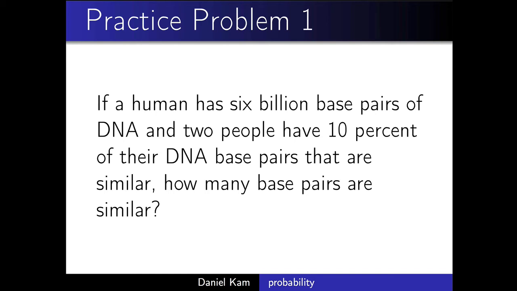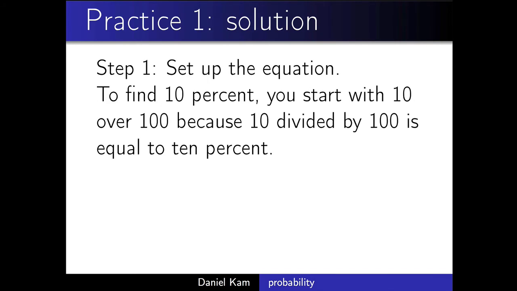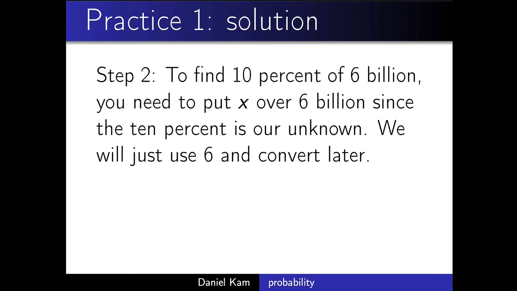So if there are 6 billion of them, and 2 people have 10% that are exactly the same, how many are the same? In order to do this, first we have to calculate 10% of 6 billion. And the way you do that is you set up an equation. First you take 10%, and 10% is written as 10 over 100 because 10 divided by 100 is equal to 10%. So to find 10% of 6 billion, we have to put x over 6 billion because that unknown, that x, is the 10% that we're looking for.